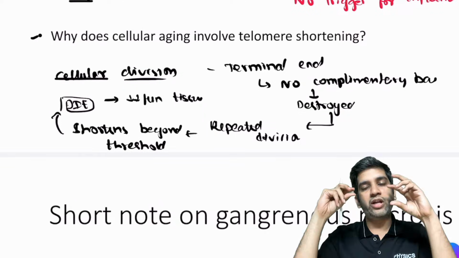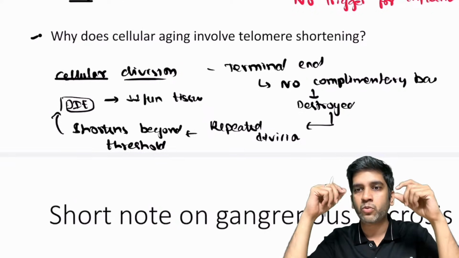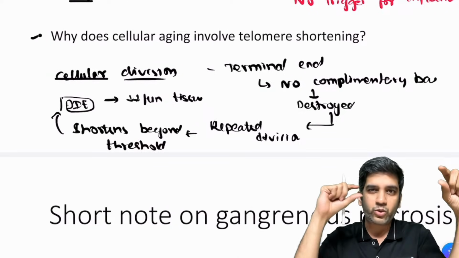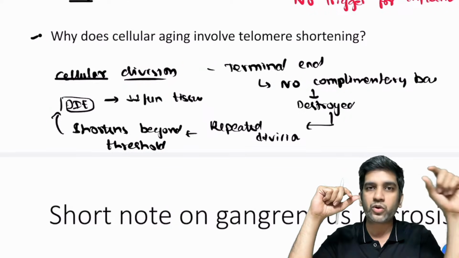Ahmad, I'm not able to understand. Can you rephrase your question a little bit more? See, apoptosis is different, necrosis is different. What tells me to undergo apoptosis or necrosis?